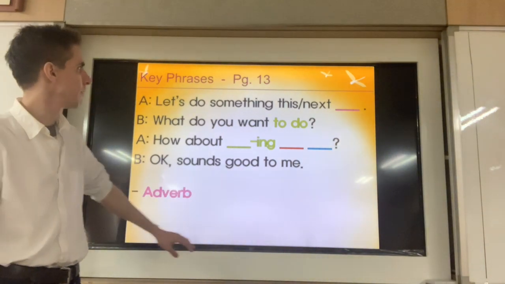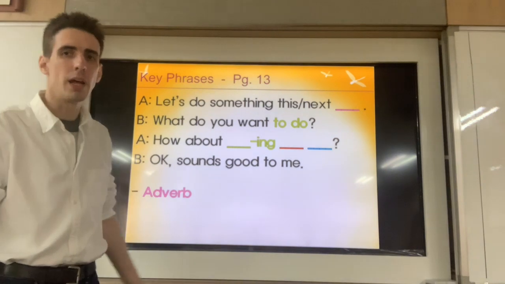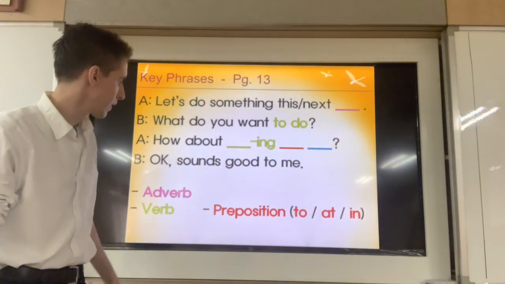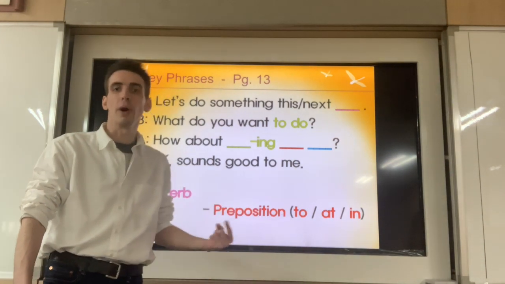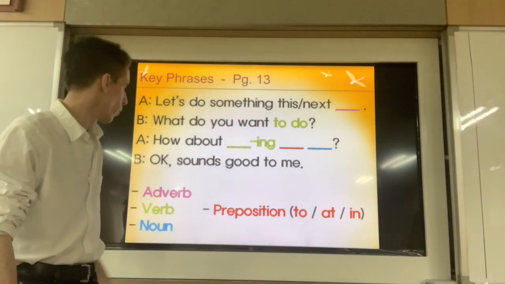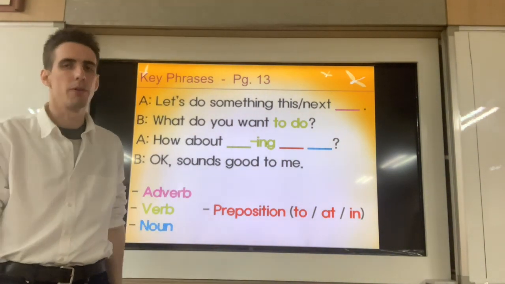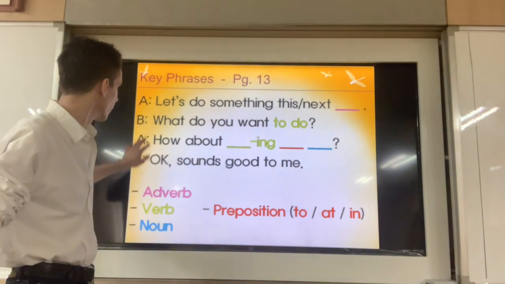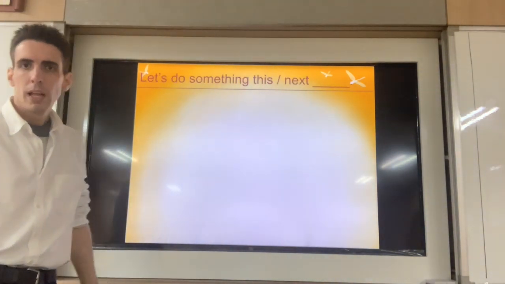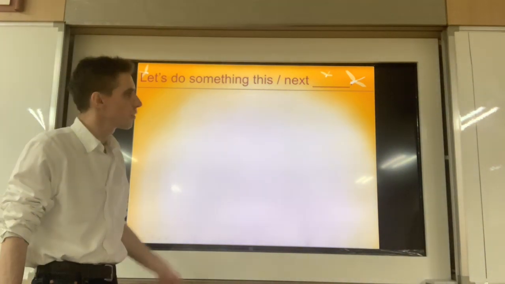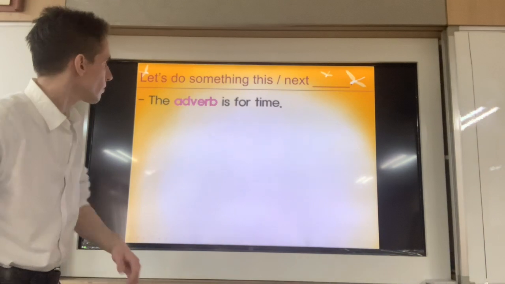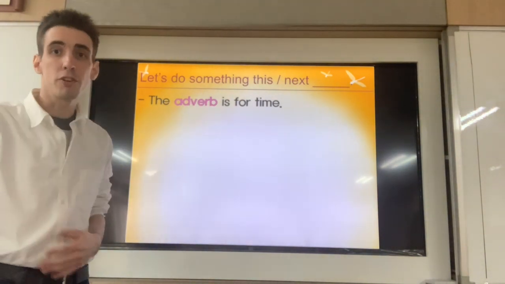So remember, adverb is for the pink or purple line. Verb is for anything green. And prepositions, to, at, in, are red. And then, of course, blue is noun. So here are our key phrases. Let's do something this blank. Let's do something next blank. Remember, the adverb is for time.